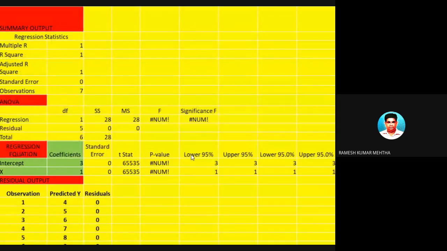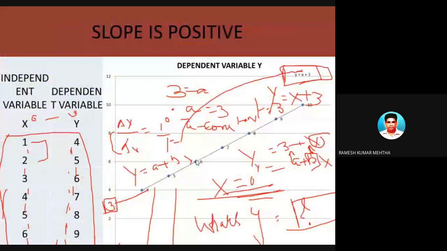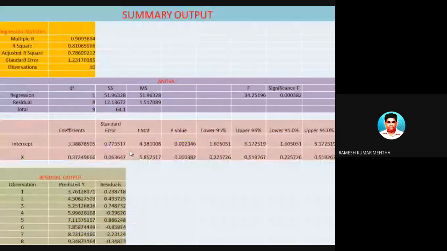Now this is the output. This output you can also predict. This also is a 100% model, because if you plug in all these values using y is equal to a plus bx, that is y is equal to x plus 3, we will get the same values of the dependent variable. So this is also an accurate model which accurately measures the influence of the independent variable on the dependent variable. I hope you have understood it.